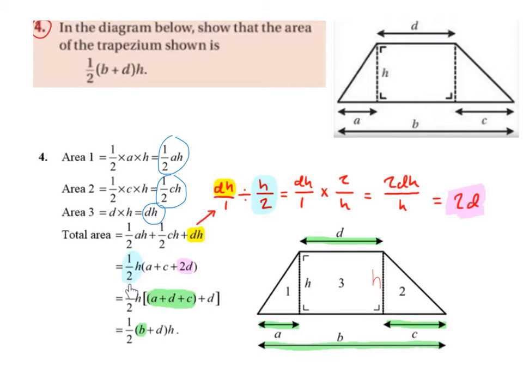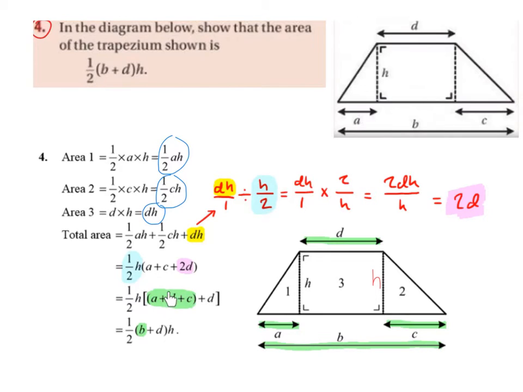So we're still going to have a half H in front of our bracket, but we're going to break apart the 2D so that we have D plus D. So we still have the A, we still have the C, but we have the D's separated. So we have a half H multiplied by A plus D plus C plus D.